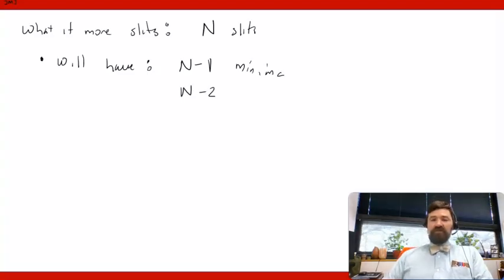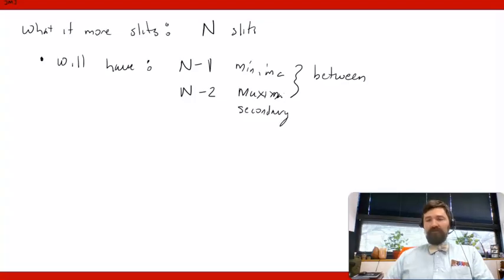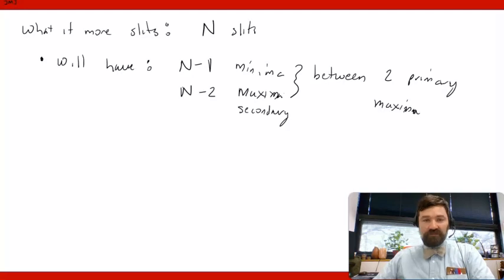N minus 2 maxima between, and these are secondary maxima, between 2 primary maxima. And the other part of the pattern is these tend to be equally spaced angle-wise for the same reasons as we ran through in the video so far.